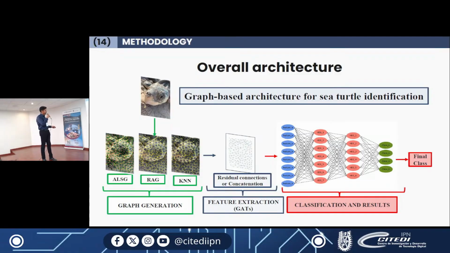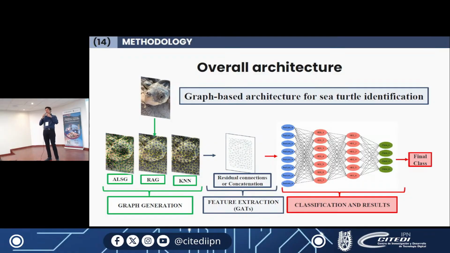Okay, this is the overall architecture. At the beginning, we have the photo. Then we have three different ways to create the graph: the ALCG, the RAR, and the KNN. After that, we have the feature extraction of the information of each graph using residual connection, which is for reusing information and giving more information to the model, and concatenation, which combines information. And finally, a neural network.